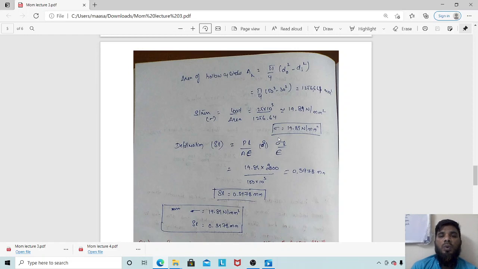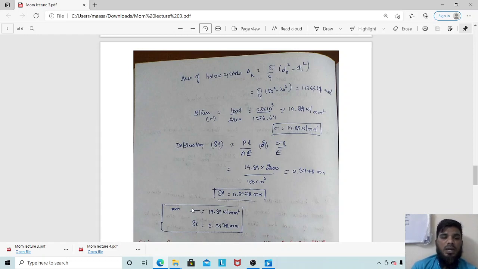19.89 into what is your length you have taken, 2000, divided by what is your E, they have given as 100 gigapascals, which you have converted as 100 into 10 to the power of 3 Newton per mm square. Now if you solve this, you are going to obtain it as 0.3978 mm.